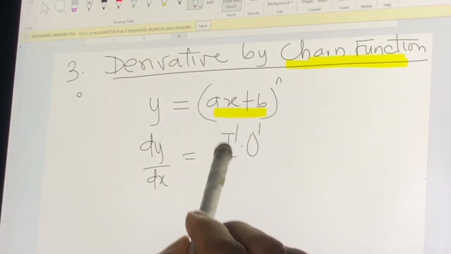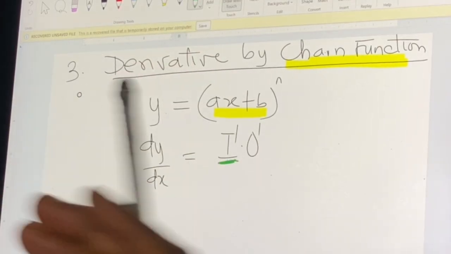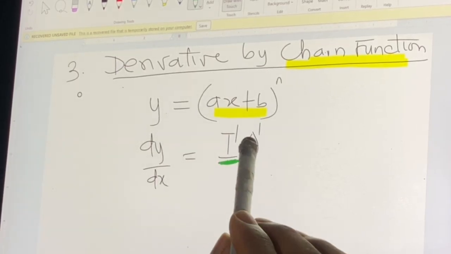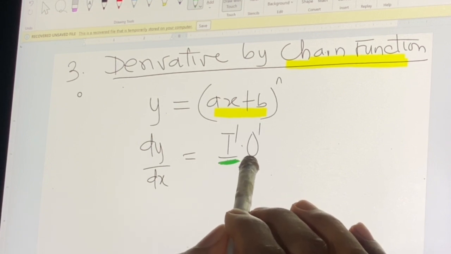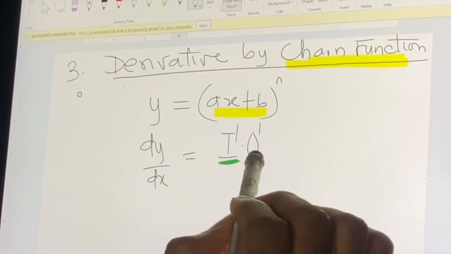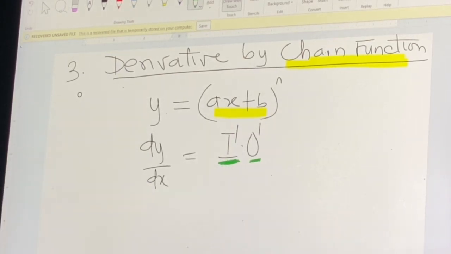Please pay much attention to this. Inner derivative and inner is not the same. For you to get inner derivative, you have to differentiate inner. The same thing here, outer and outer derivative is not the same. For us to get the outer derivative, we have to differentiate outer. All right. Now let's solve a question here to understand this properly.